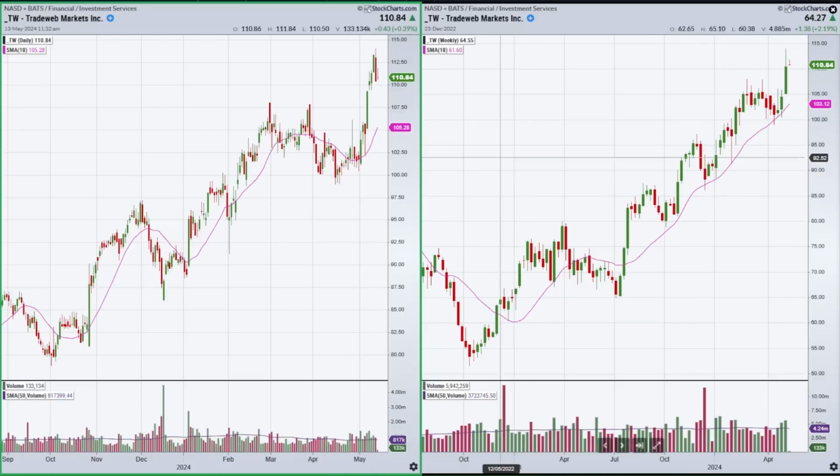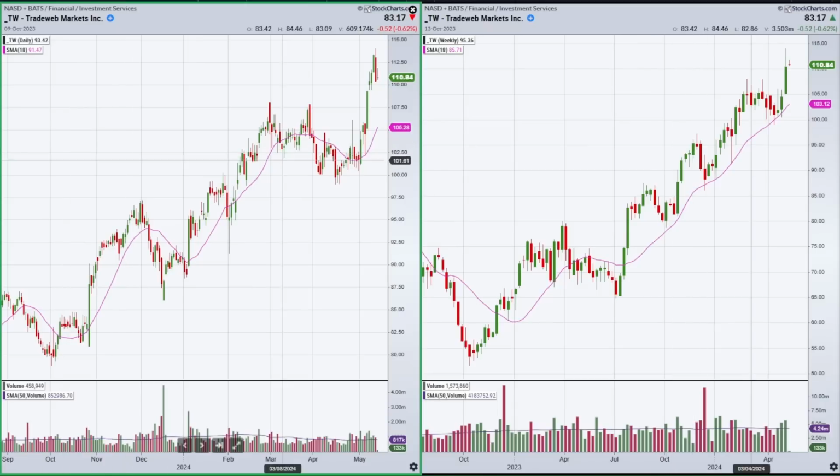Okay, so I've got stock TradeWeb, TW, and I've got a weekly chart on the right side and a daily chart on the left side. Now I wanted to simplify this. I typically have a 40 moving average up on all my charts along with the 18, but I wanted to really zero in on the 18. I also don't have any indicators. The only thing I've got down underneath is the volume.